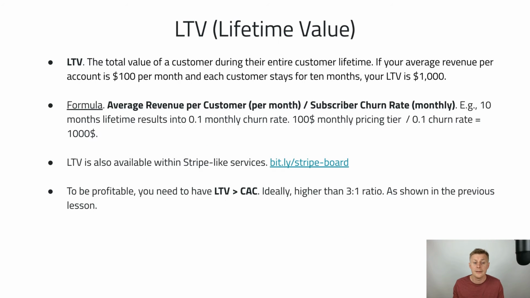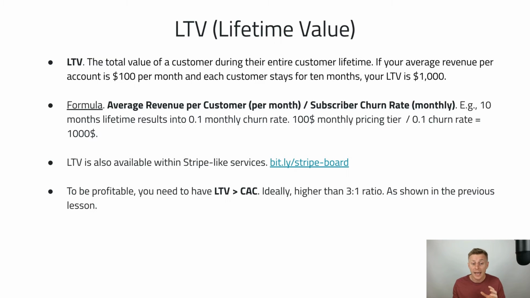And the final metric in the financial KPIs group is LTV. We also quickly talked about this one in the previous lesson. And simply put, it shows you how much you make from one customer over user lifetime. A nice formula to use might be average revenue per customer per month divided by subscriber churn rate, also monthly. And again, services like Stripe will give you an LTV metric within their dashboard, so no need for any work on your side, on the development side.